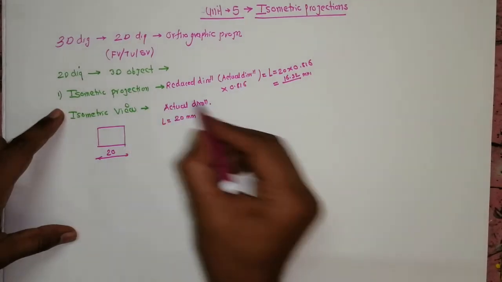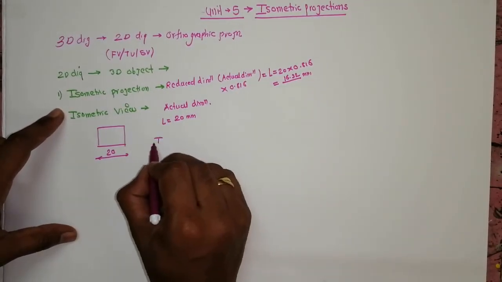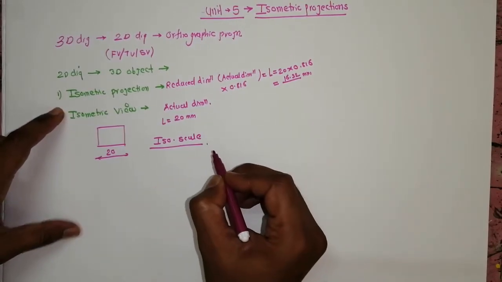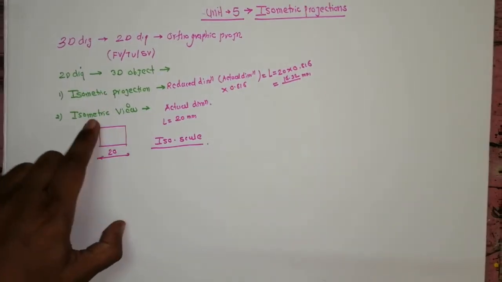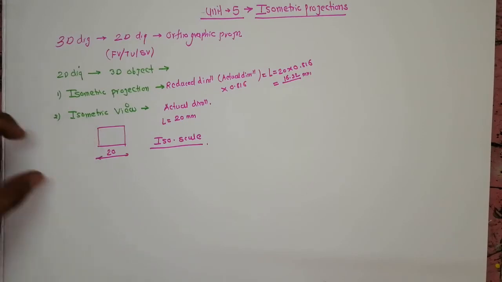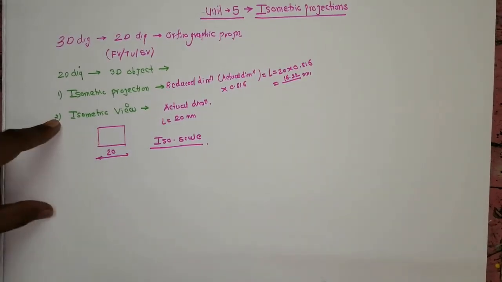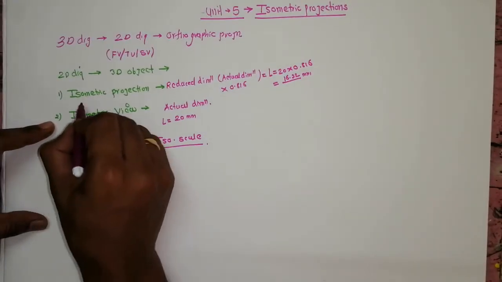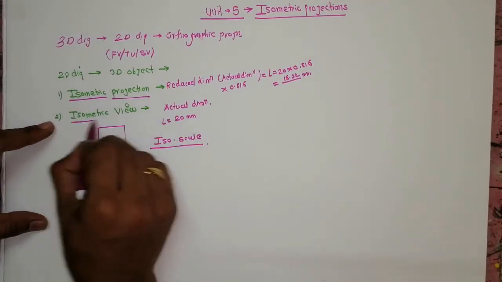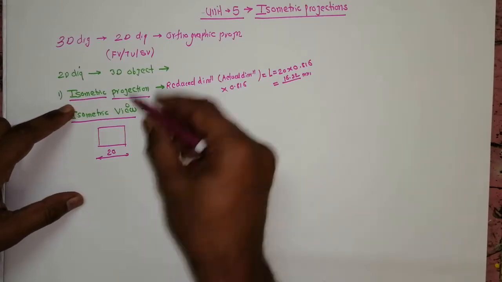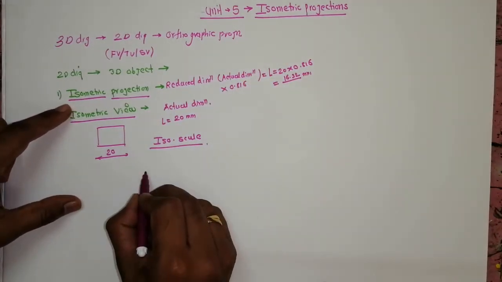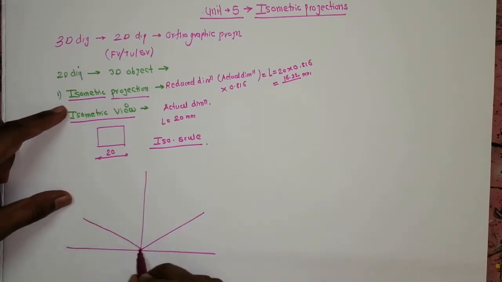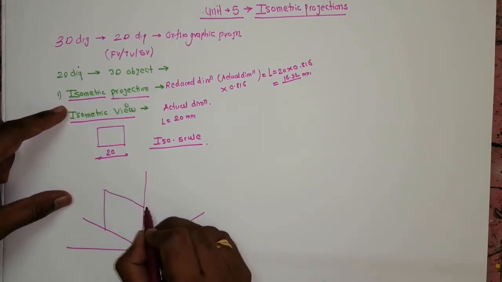In isometric projections we have to construct an isometric scale. This is required in isometric projection, but no scale is required in isometric view. So that we have to remember. Now we will understand the meaning of the word, that is how the word isometric projection comes into existence. When we draw isometric projections or view, it comes something like this. So this is our three-dimensional object.